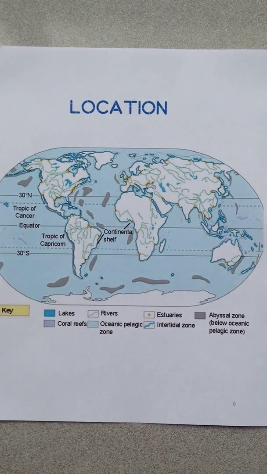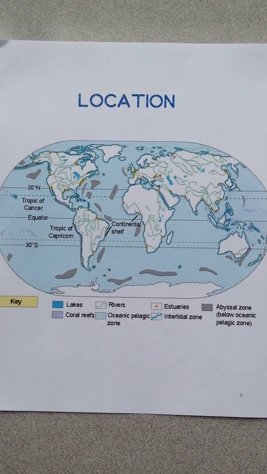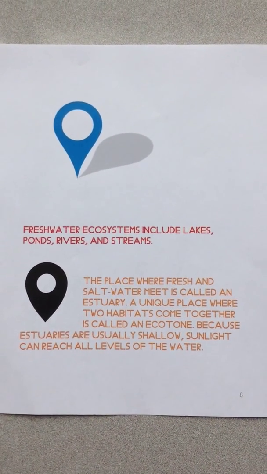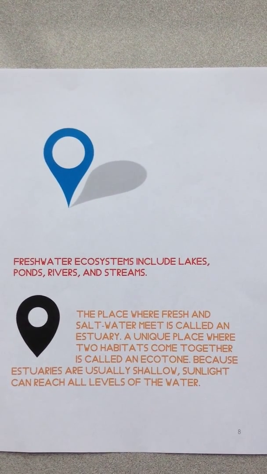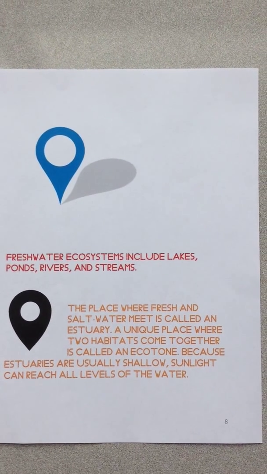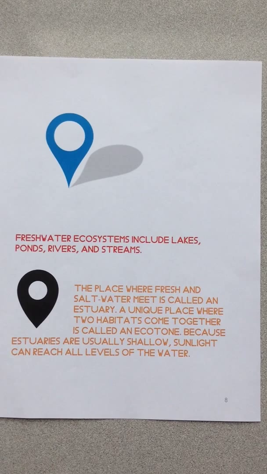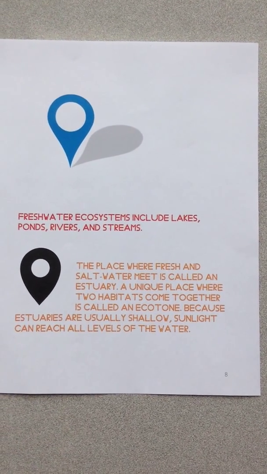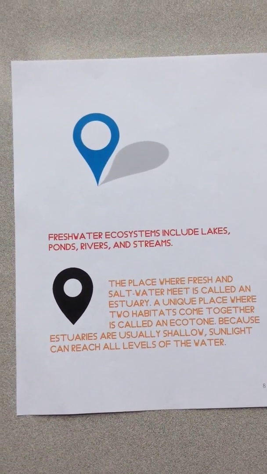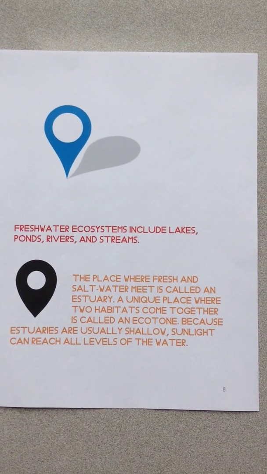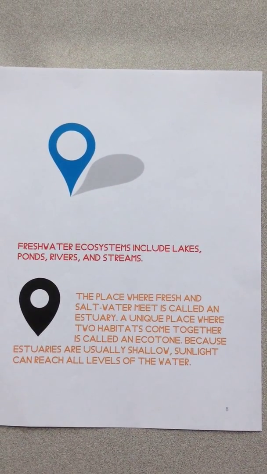Location. A freshwater ecosystem includes lakes, ponds, rivers, and streams. Lakes are large bodies of fresh water surrounded by land, while ponds are smaller bodies of water surrounded by land. Lake Tahoe is a huge lake on the border of California and Nevada that originates from mountain stream runoff. Most lakes are still and contain diverse plant and animal life.